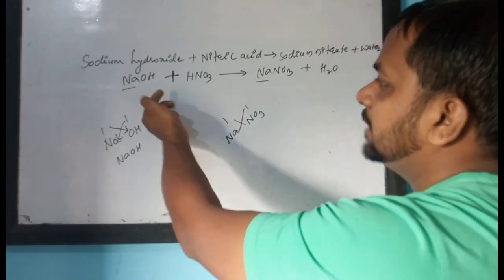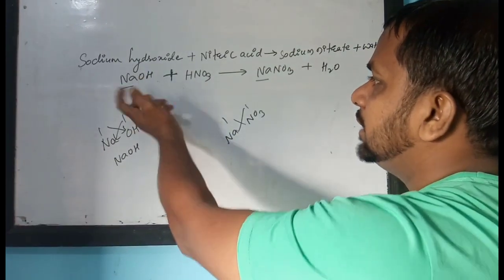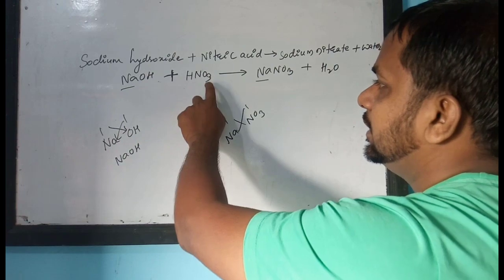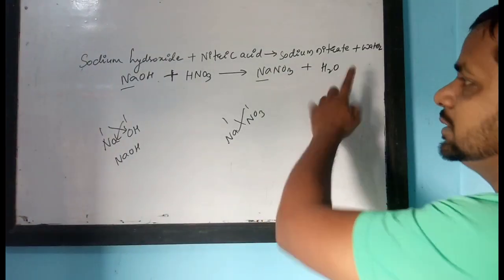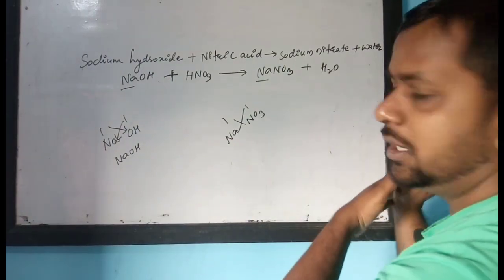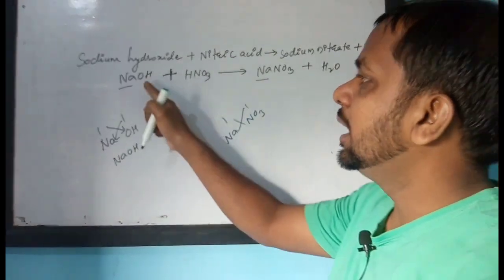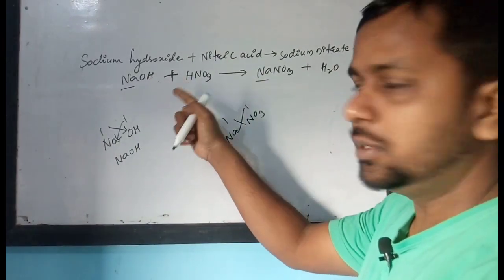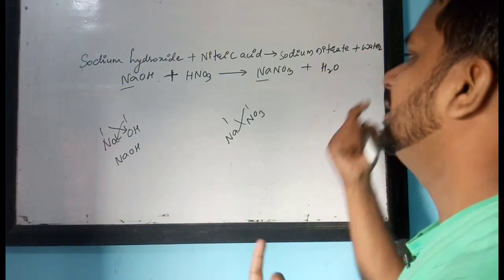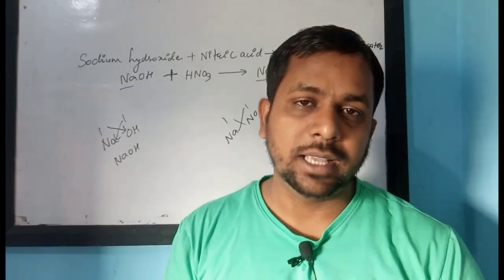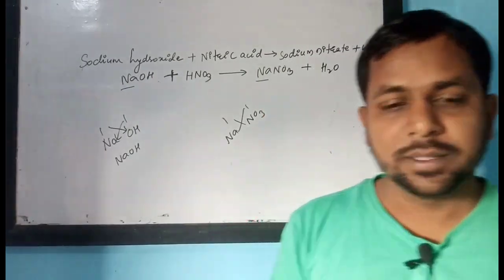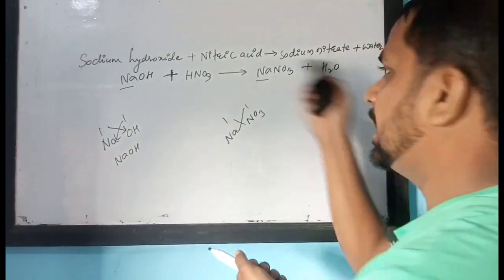Now let us balance hydrogen and oxygen. Oxygen: 1 oxygen and 3 oxygen, total 4 oxygen. Here 3 oxygen and 1 oxygen, total 4 oxygen. This side also became 4. Let us see hydrogen. Hydrogen 1 here, hydrogen 1 here, 2 hydrogen, and here already 2 hydrogen. This reaction is already a balanced reaction.